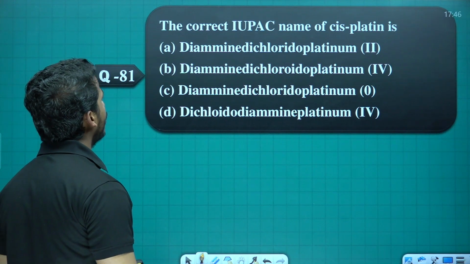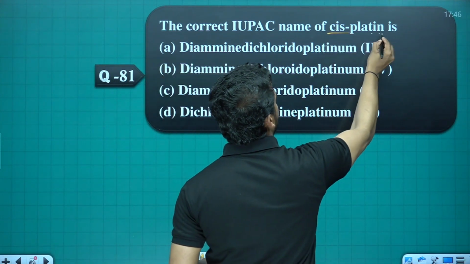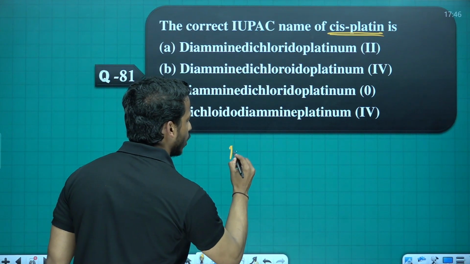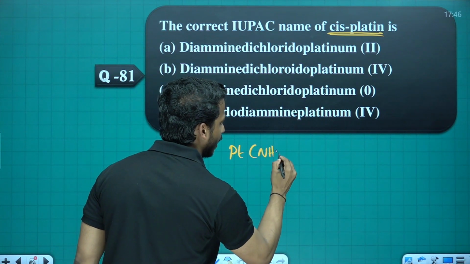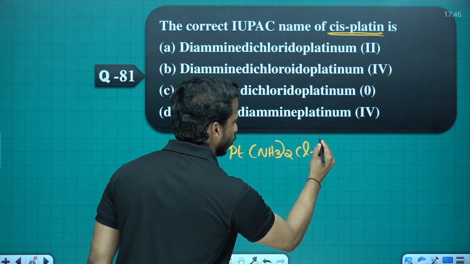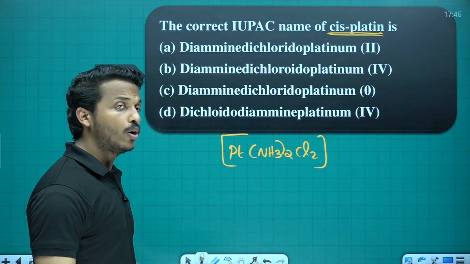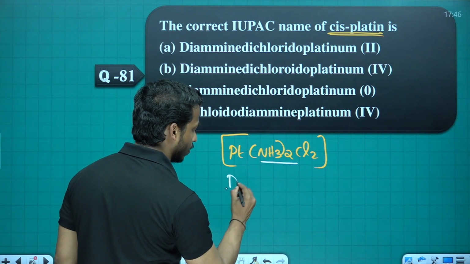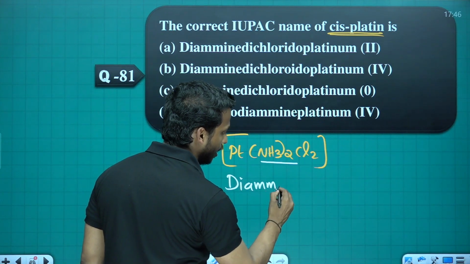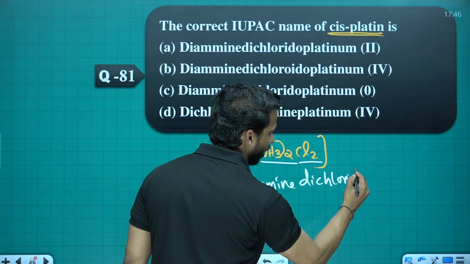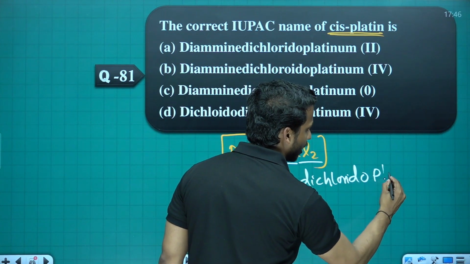What is the correct IUPAC name of cisplatin? What is cisplatin? An anti-cancer drug. What is the formula of cisplatin? Pt(NH3)2Cl2. This is the complex called cisplatin, my dear. What is the name of cisplatin? Diammine, right? Then two chlorines, dichlorido. Diammine, dichlorido. And what is the metal?